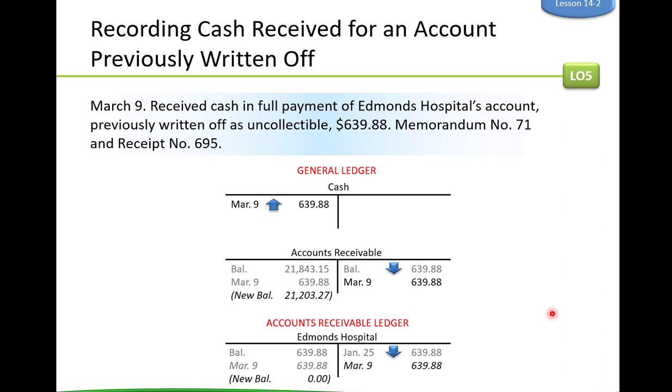And the accounts receivable ledger is going to receive a credit as well. So now there's going to be a new balance of $0. That first one was just moving it back over into their ledger. Now we're actually going to say, okay, now the cash is there. We need to get it credited to their account.